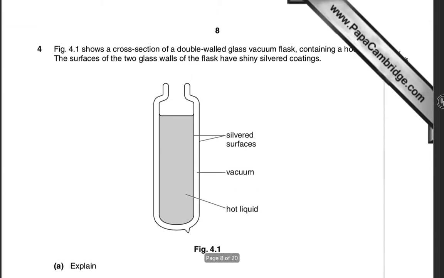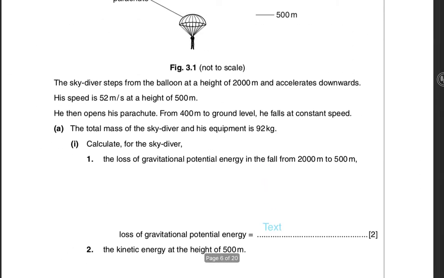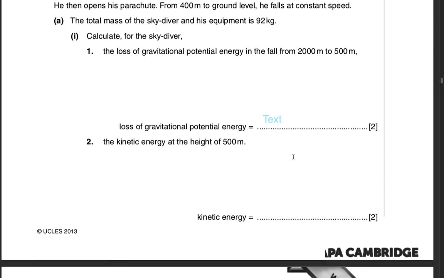Question 3. I forgot which question I was doing. So it's m, we know g, we know h, which is 2000 minus 500, which is 1500, which will give you 1380 kilojoules.